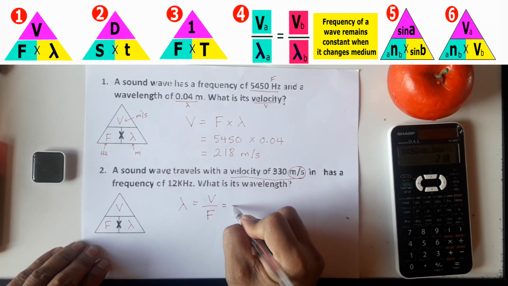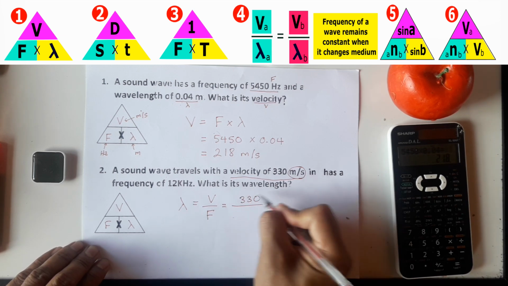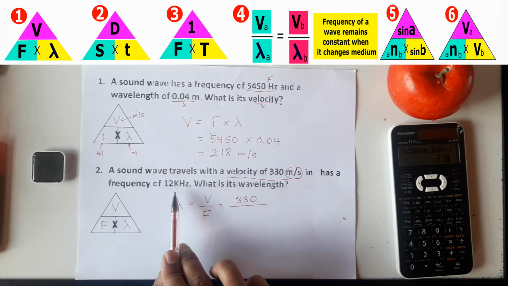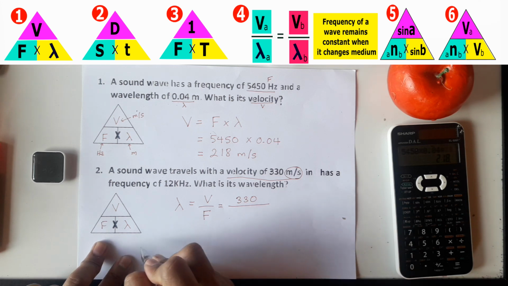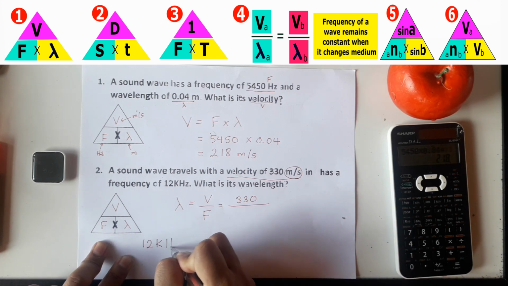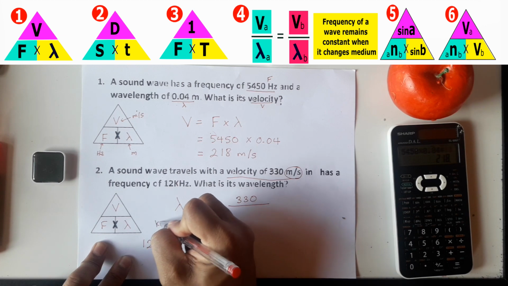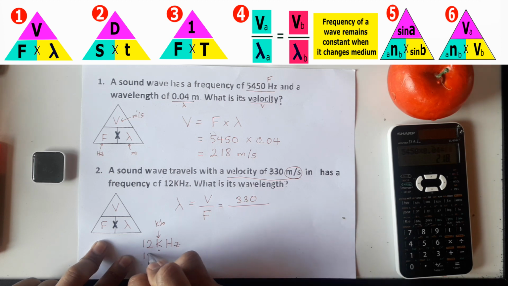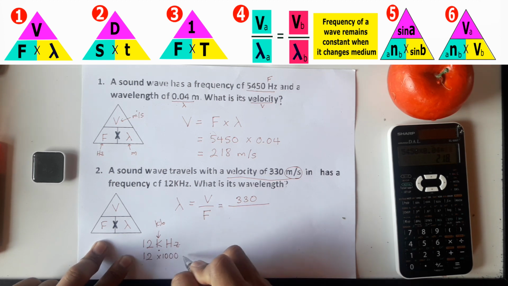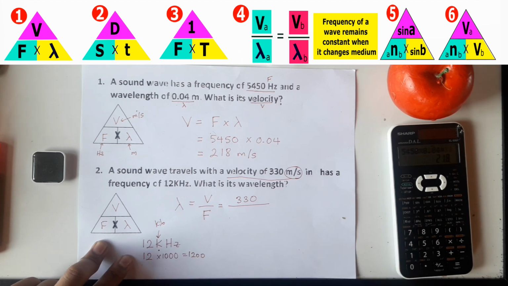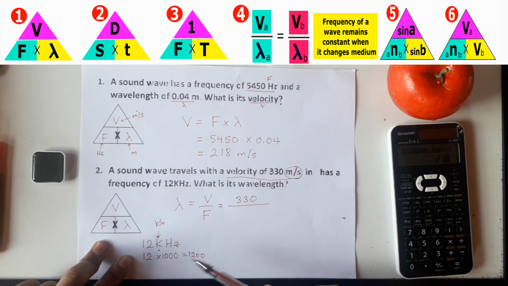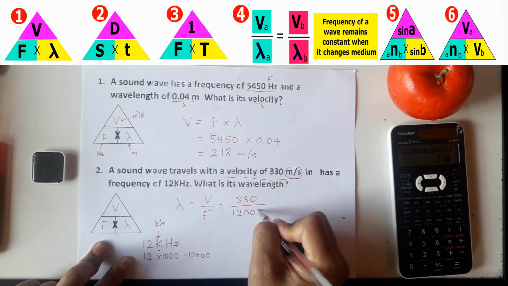Now, there's a slight trick in this question. The velocity is okay. It's 330 meters per second. But the frequency needs to be in Hertz, not kilohertz. Now, in case you don't know, the big K stands for kilo there. So let's write it here, K-I-L-O. Kilo means you have to multiply it by 1,000. So this is really 12 multiplied by 1,000, which is obviously 12,000. So for this formula to work, we need to take the velocity and divide it by the frequency in Hertz, not kilohertz. So we have to divide it by 12,000.